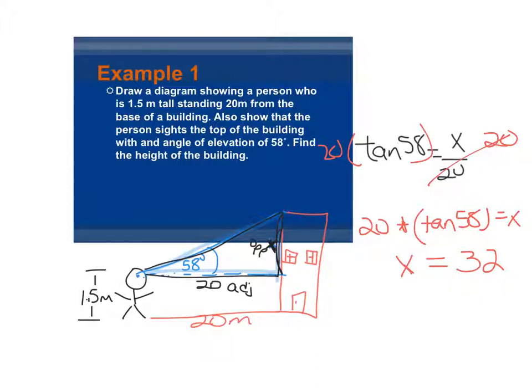Now, the question didn't ask how much was that little section. It asked for the height of the building. Is my building 32 meters tall? No. Okay, what else do I have to do to it? Add 1.5, that man's height, or that person's height. So my answer is going to be 32 plus the 1.5. So the height of my building is 33.5 meters.